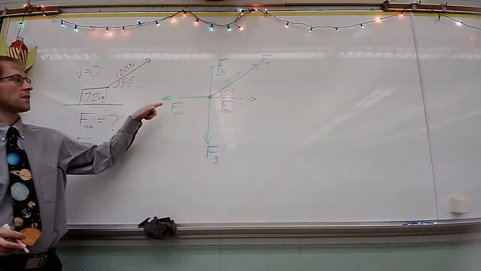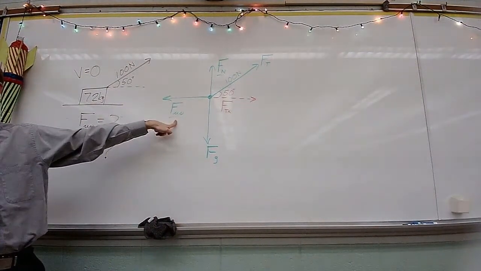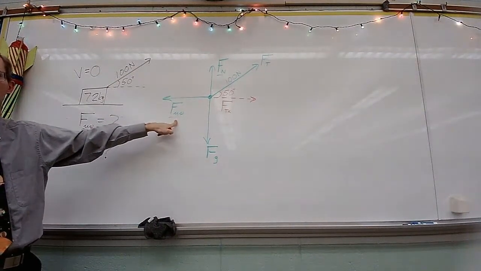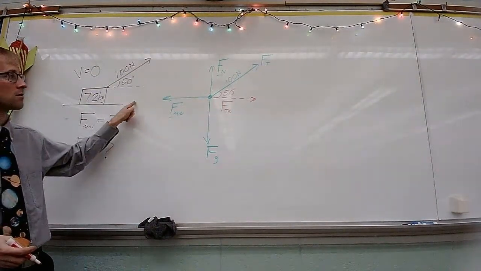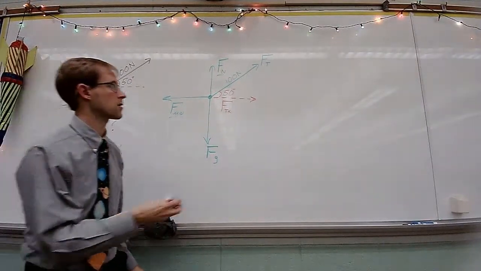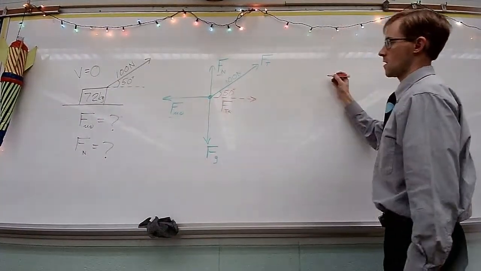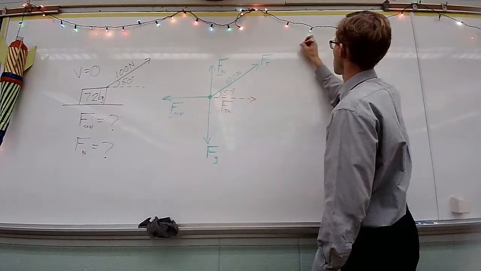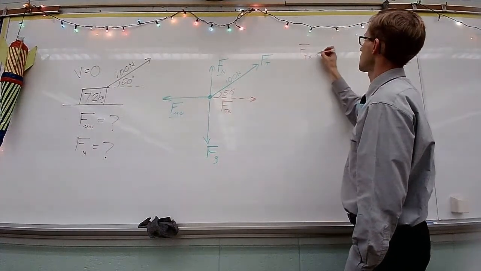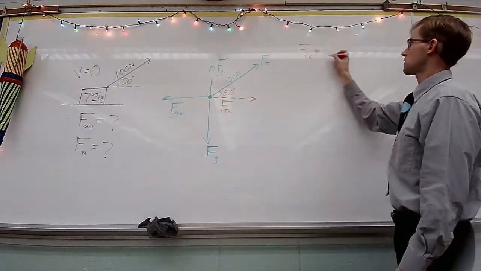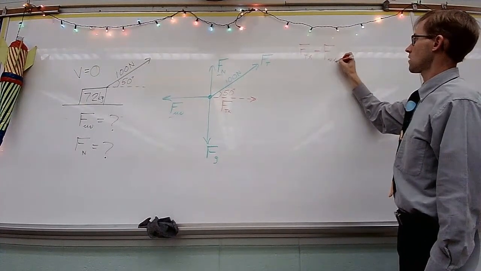So if I want to figure out what's going on with force of static friction, I just have to create a force equation in its direction. In this case, that's the horizontal direction. So horizontally, we've got tension going to the right in the x direction, minus force of static friction going to the left.